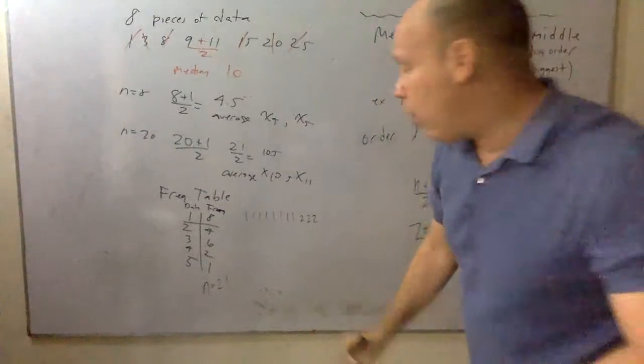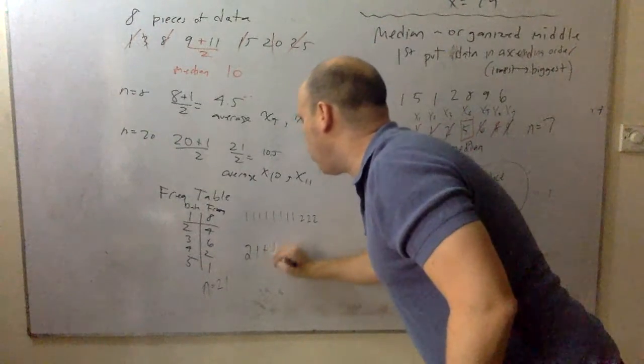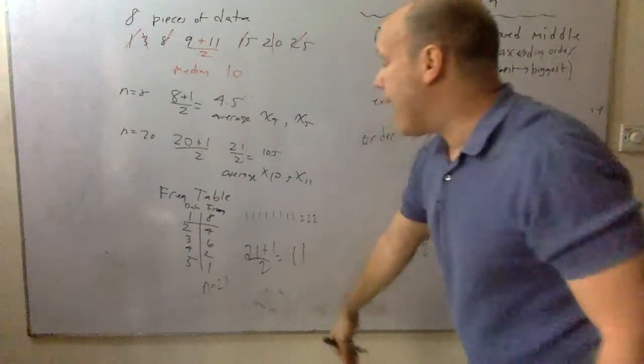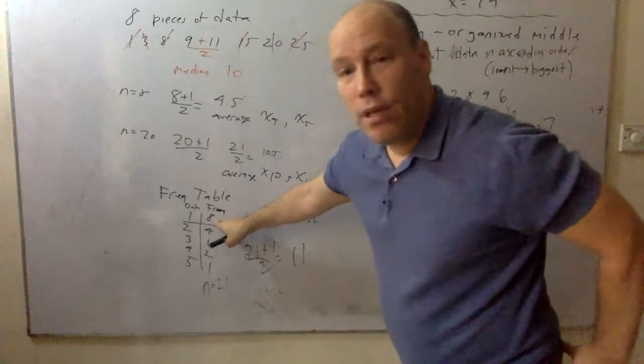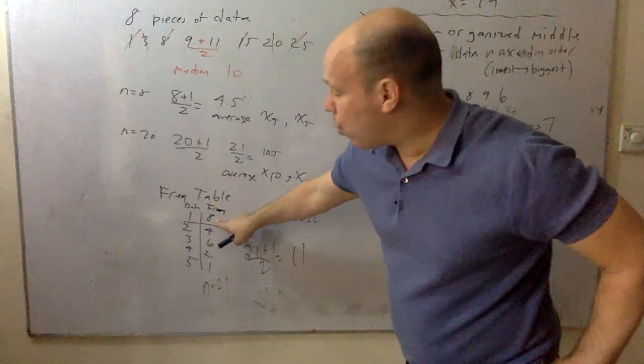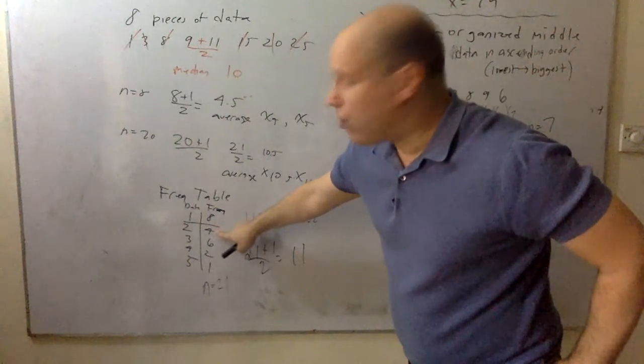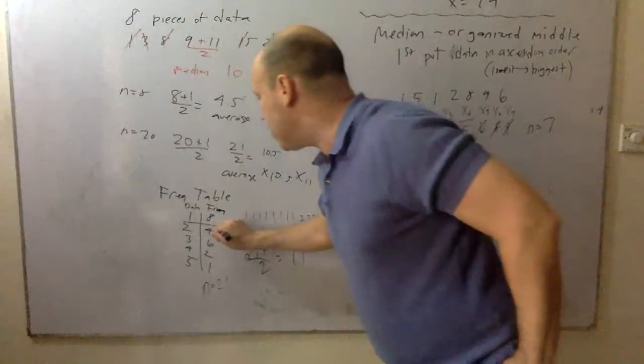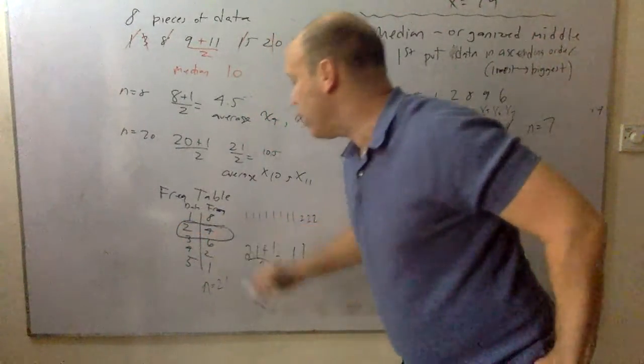There's 21 points, and I know that 21 plus 1 divided by 2, 22 divided by 2 is 11, and I can see from my chart that the first 8 points are 1, and then the next 3, 4 are 2. That means the 11th point is in here.